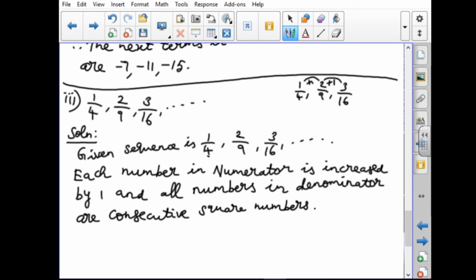Each number in numerator is increased by 1, but the denominator is consecutive square number, means the second number is what, 2. So we can write this is what, 2 square. Second number is what, third. So this we can write 3 square. So here coming what, 4 square. So it will come here 4, 4 by another number is what, 5. So 4 by 25 like that.